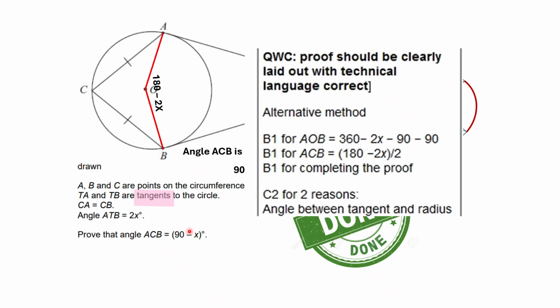But when the question says proof, you must write the central angle is double the circumference angle, the circumference is half, the tangents make 90 degrees here. So these words are very important. And that's all for this question.